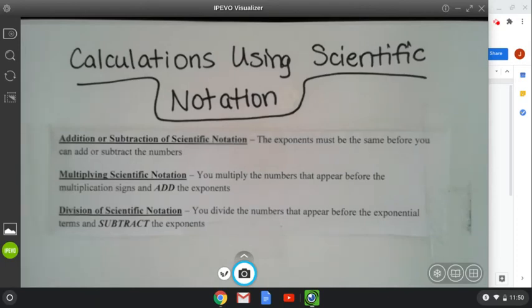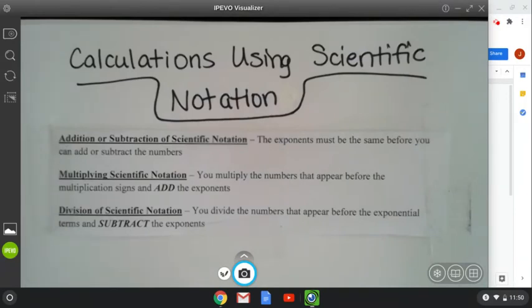So I'm going to do a video to show you how to do calculations using scientific notation. Depending on what we're going to do, there's three different rules to follow. Our first one is the rule to follow for addition or subtraction. The thing you need to worry about is you need to make sure that your exponents are the same before you can add or subtract numbers.